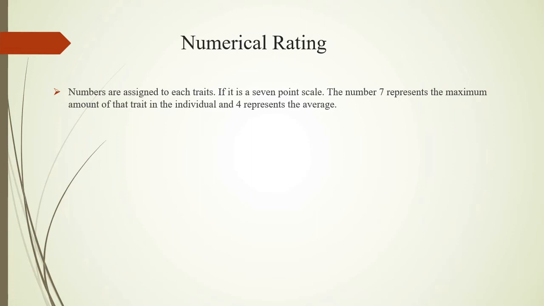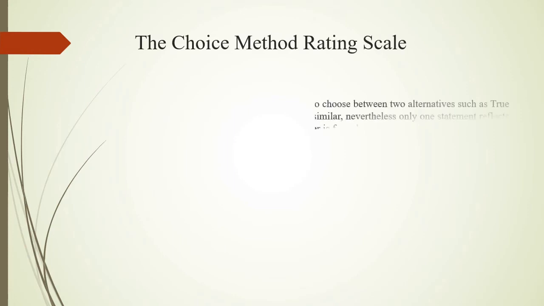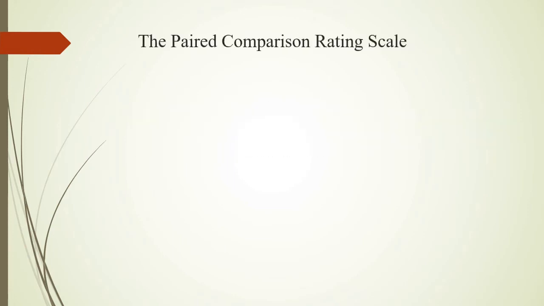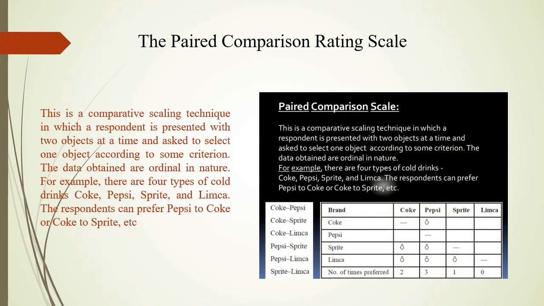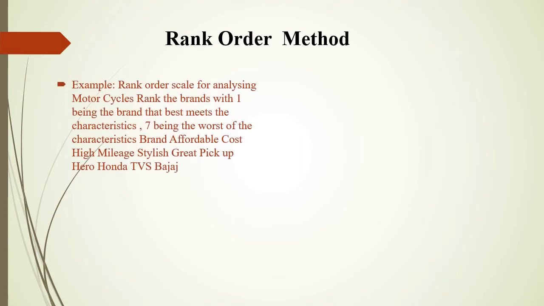Numbers are assigned to each trait. If it is a 7-point scale, the number 7 represents the maximum amount of that trait in the individual and 4 represents the average. I like to cooperate: 0 never, 1 sometimes, 2 rarely, 3 often, 4 always. So in this way, you can give numbers to a numeric rating scale.